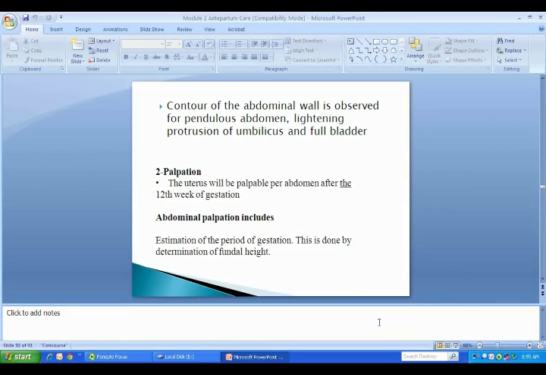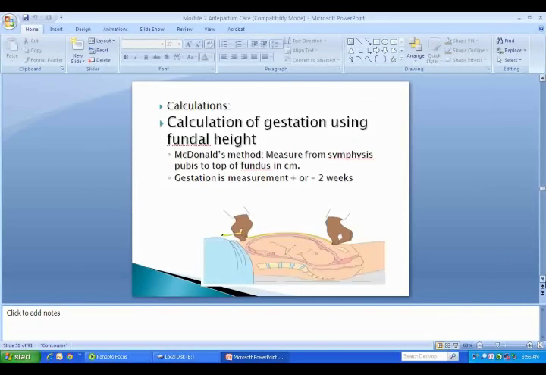Next, after inspecting and auscultating for the fetus, we can do palpation. With palpation, we're estimating the period of gestation. We measure from the symphysis pubis up to the top of the fundus, and that gives us an approximation of gestational age. It's how many centimeters high you are. We expect the measurement to be approximately plus or minus 2 centimeters.